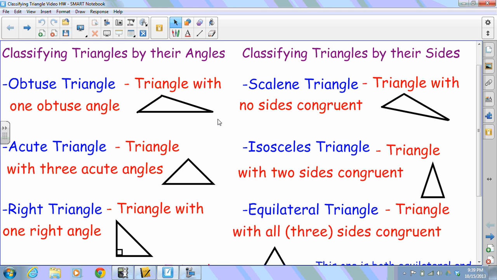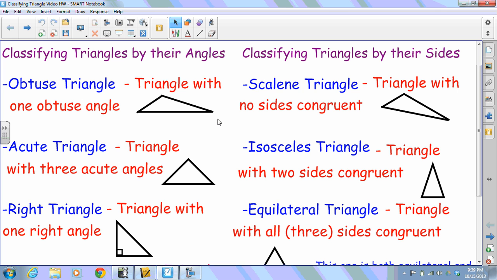So an obtuse triangle is a triangle that has one obtuse angle, or has one angle that's bigger than 90 degrees. An acute triangle is a triangle that has three acute angles, so three angles less than 90 degrees. Remember, obtuse, we think of, you're obtuse, then you're big, you're fat, and if you're acute, then you're really little bitty. So that's how we remember which one's bigger and which one's smaller.